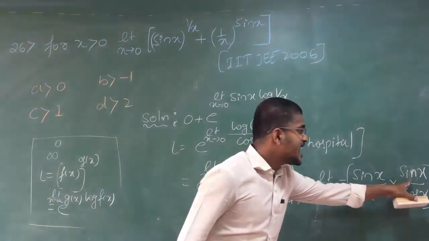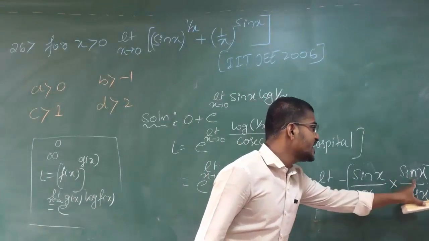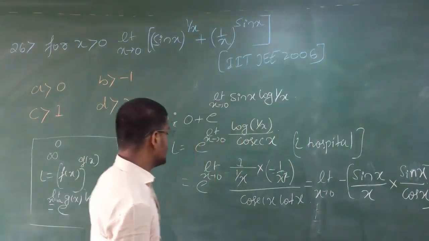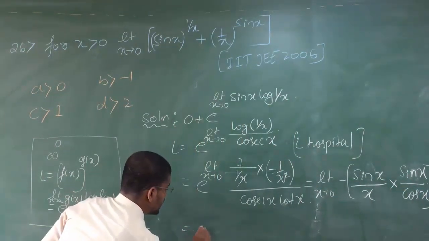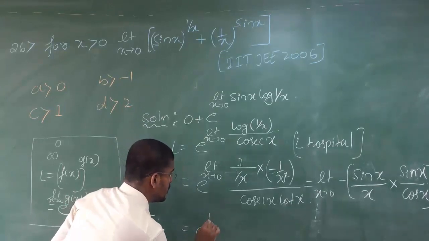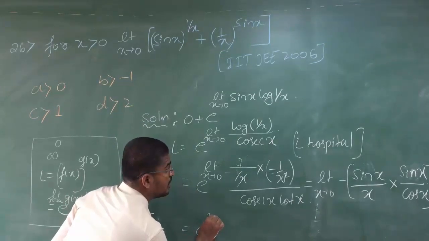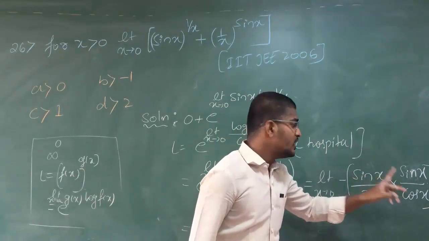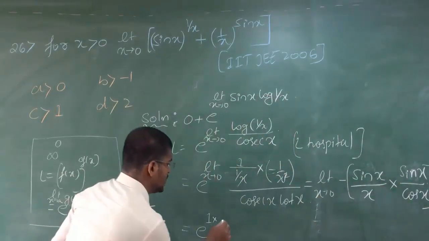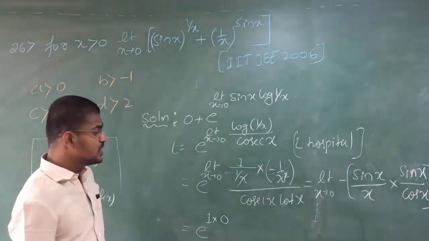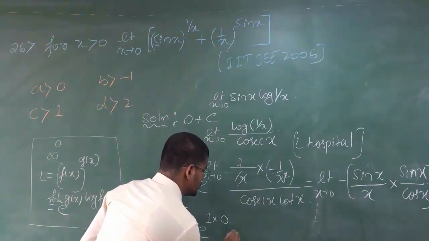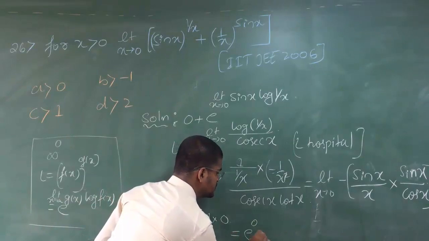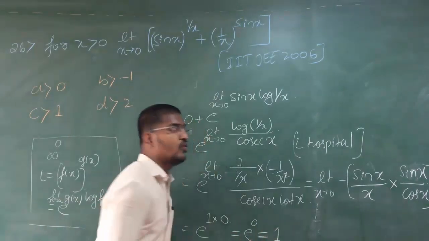Tan x, as the limit extends to 0, tan x is what? So therefore what you are going to get? e to the power of 1 into, here sin x by x is 1, tan 0 is 0. Therefore e to the power of 1 into 0, you are going to get e to the power of 0, and the answer will be equal to 1.